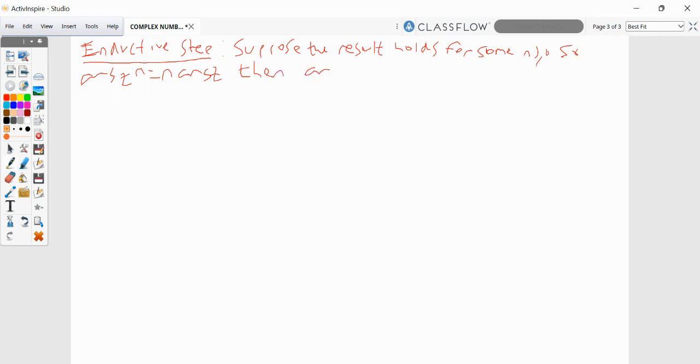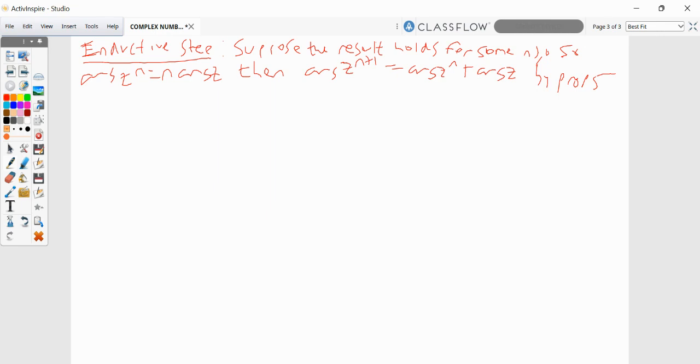the argument of z to the n plus 1 is the argument of z to the n plus the argument of z, by proposition 5. I'm not going to write down every time I use proposition 5 because you use it a lot. But for this one time, I will write down that I'm using proposition 5.